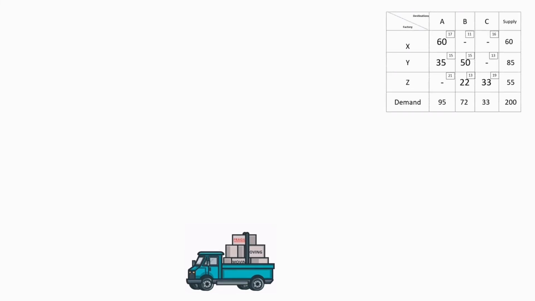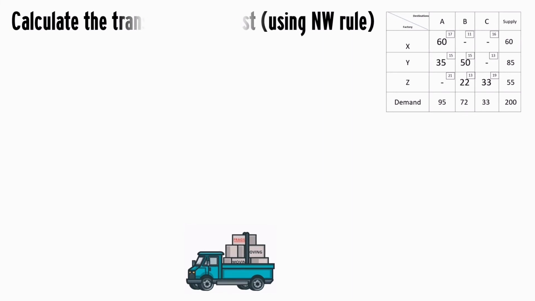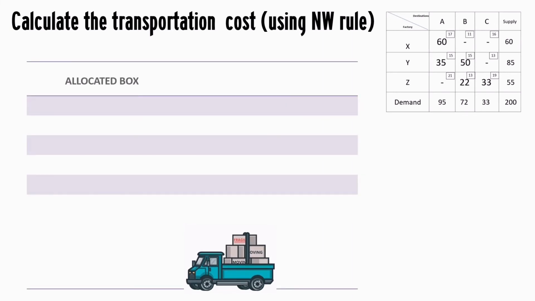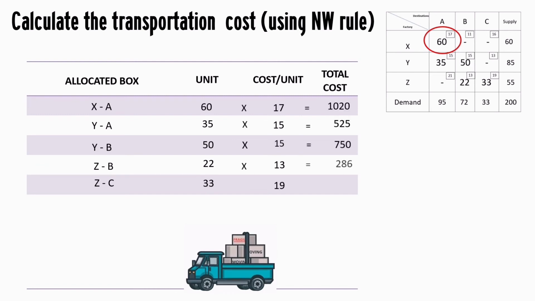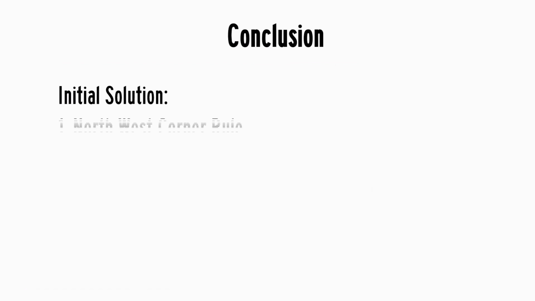The transportation cost will be calculated according to the solution model previously. First, we have to list all the allocated boxes that are X to A, Y to B, Z to B, and Z to C. Next, list the unit and the cost of transportation per unit. Then, you have to calculate the total cost for each destination. Finally, you will get the total transportation cost for this problem, which is RM3208.